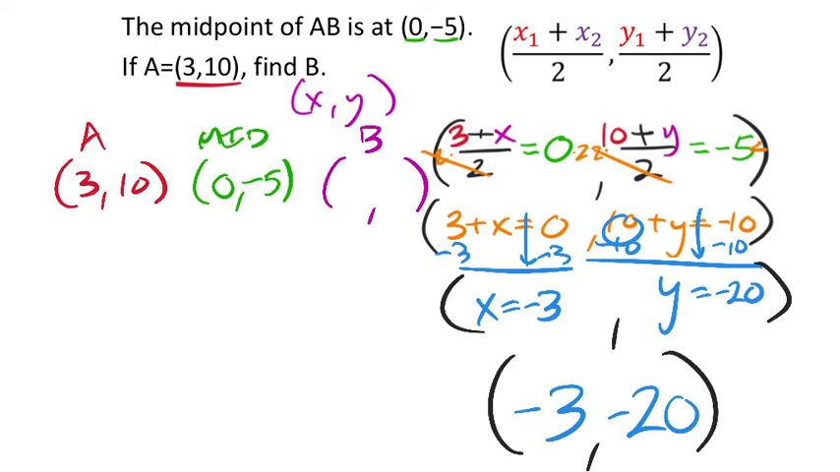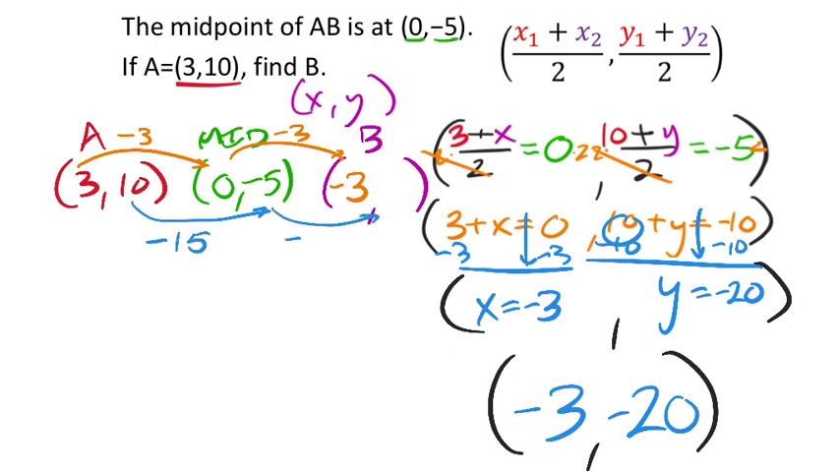Well, for my x, I can see from 3 to 0, that'd be to the left 3. Since that's the middle, I'd have to go left another 3 to get to B. That'd be negative 3. Now for the y's, from 10 to negative 5, this would be down 15. So from negative 5 to the new endpoint, I'd have to go down another 15, which would be negative 20. And you see we get the same endpoint, just in a different way.